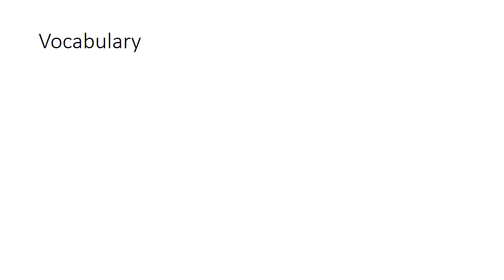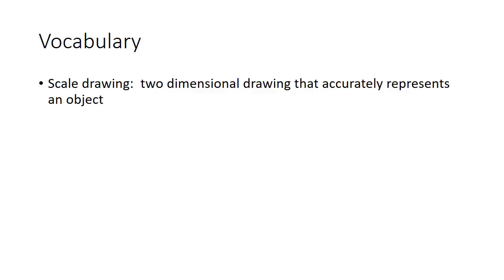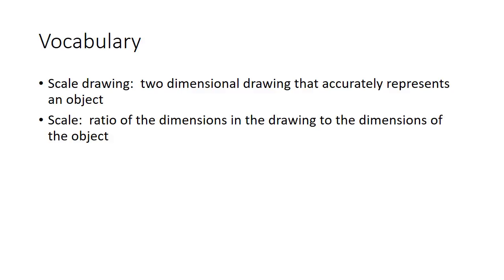Okay, a couple of vocabulary terms. These are applicable for today and for tomorrow. A scale drawing is going to be a two-dimensional drawing that accurately represents an object, clearly. So the scale is going to be the ratio of the dimensions in the drawing to the dimensions in the object. So keep in mind, whenever we're doing this, the drawing will be your first number in the ratio, and your object is going to be the second one.